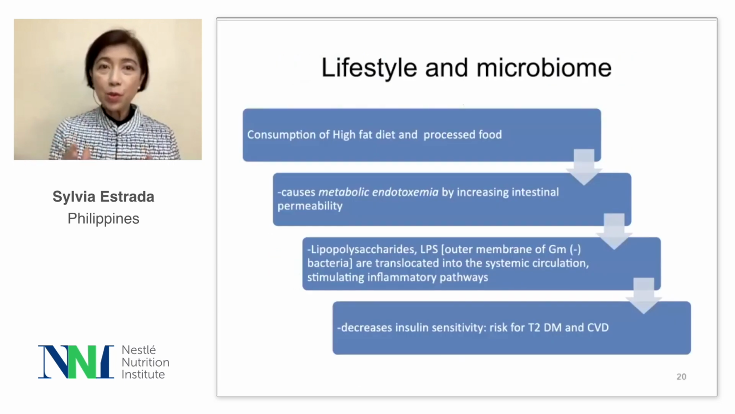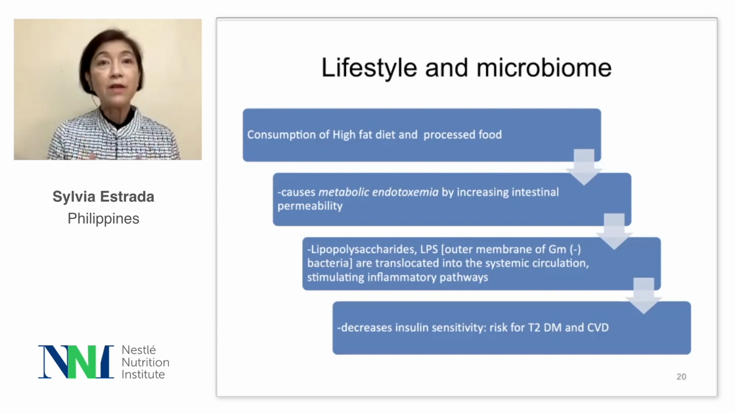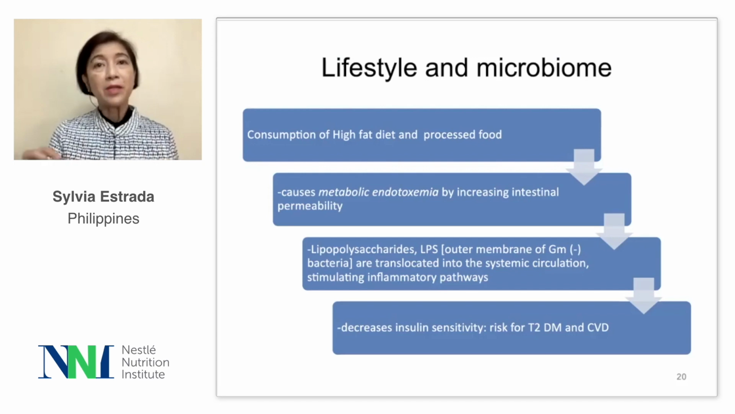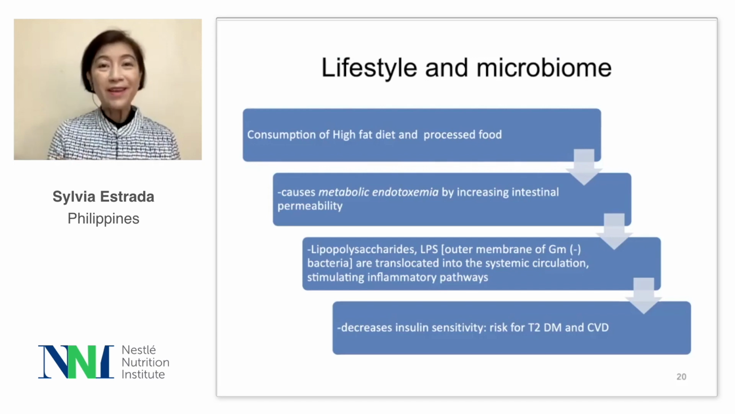So in a short summary, we can say that the consumption of an unhealthy, lifestyle-driven diet, which is high in fat and processed food, causes a metabolic endotoxemia by increasing intestinal permeability, causing the lipopolysaccharides to leak into the circulation and stimulate inflammatory pathways, putting this individual now at insulin insensitivity, putting him at risk for diabetes type 2 and cardiovascular diseases.